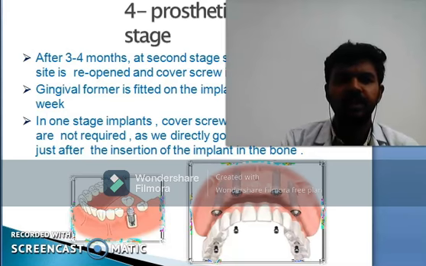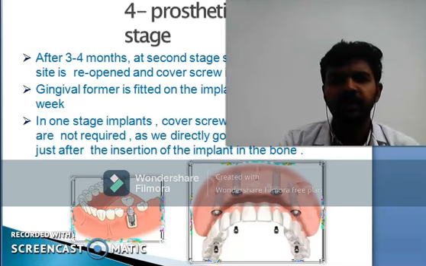Prosthetic stage. After 3 to 4 months, in the second stage surgery, the implant site is reopened. The cover screw is taken out. The gingival former is fitted on the implant screw for 1 week. In one stage implants, the cover screw and gingival former are not required, as we don't directly go for the prosthetic work just after the insertion of the implant in the bone.